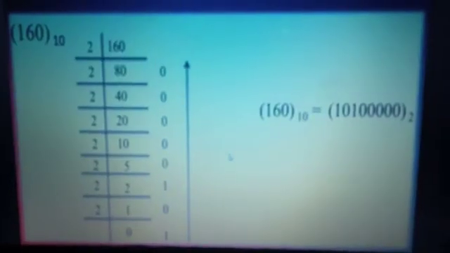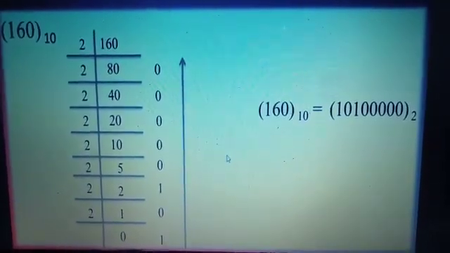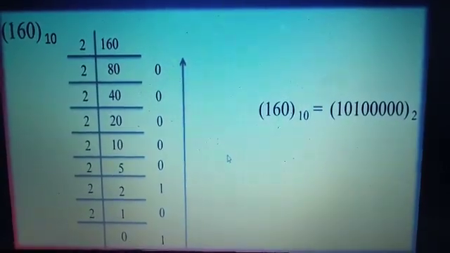Let's see one more example. 160 is there. The same way you have to apply here. You have to remember that the quotient should be 0.